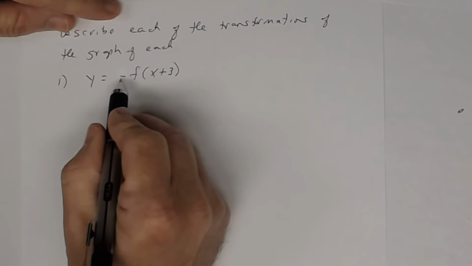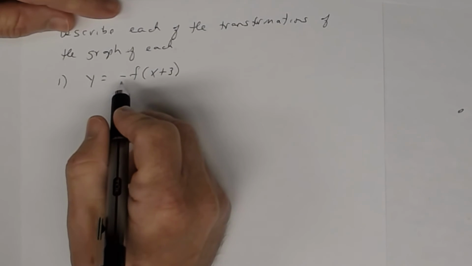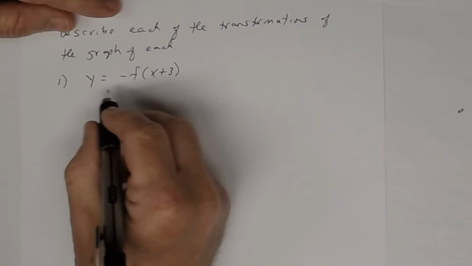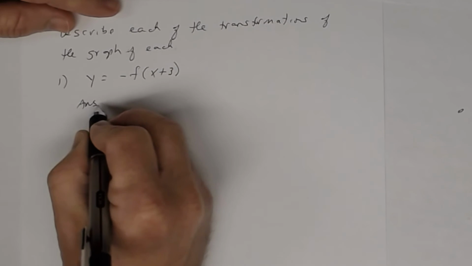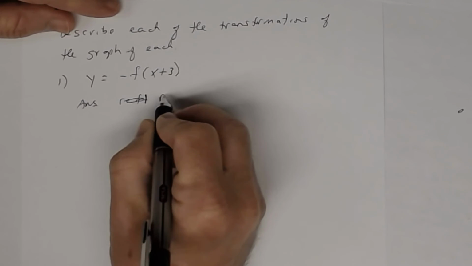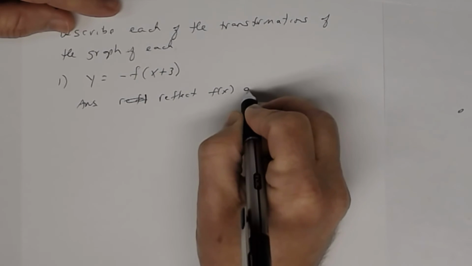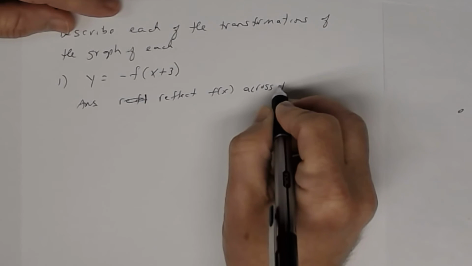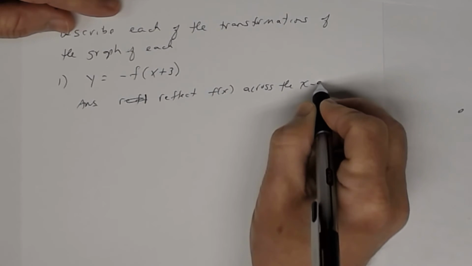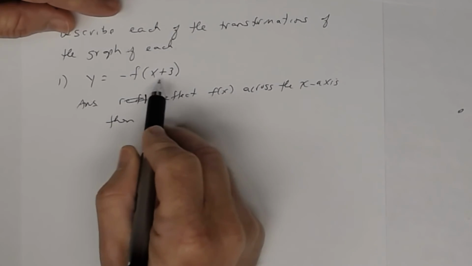Okay, so that negative on the outside represents a reflection about the x-axis. So the answer, you're going to say reflect f of x across the x-axis. Okay? Then we do that horizontal shift.